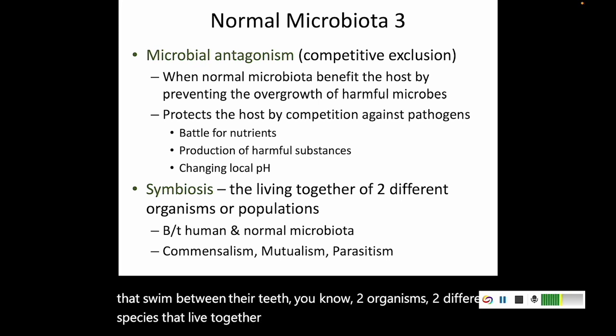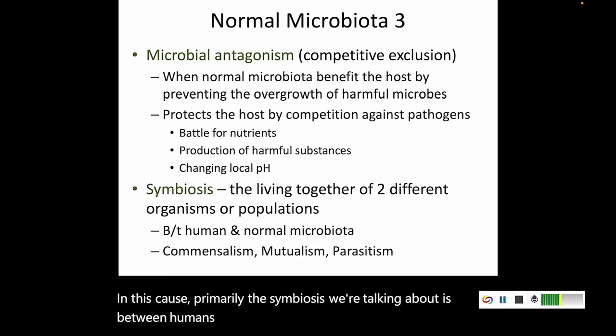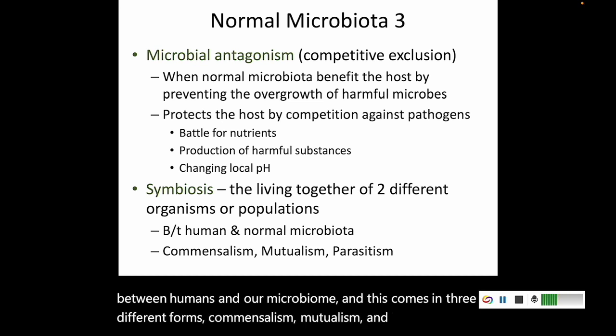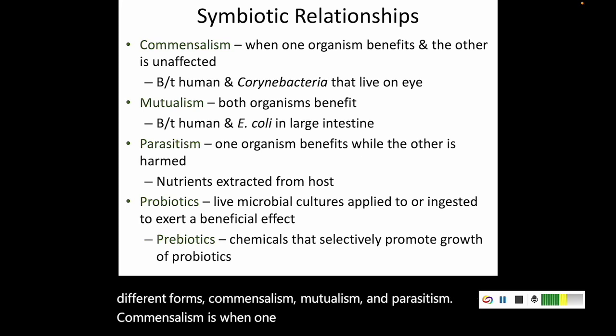In this class, primarily the symbiosis we're talking about is between humans and our microbiome. And this comes in three different forms: commensalism, mutualism, and parasitism. Commensalism is when one organism benefits and the other organism is completely unaffected.